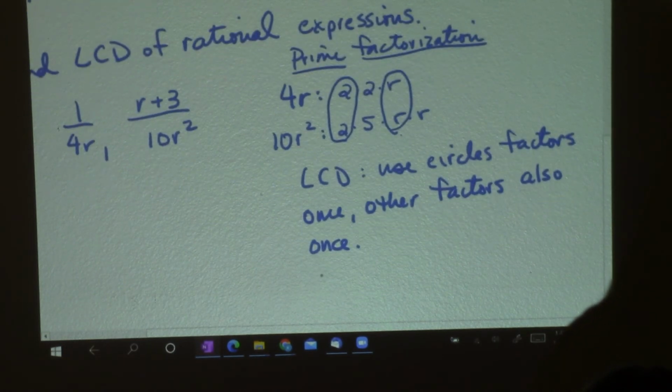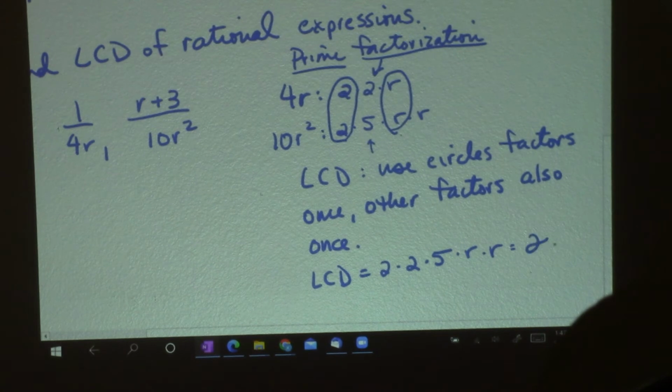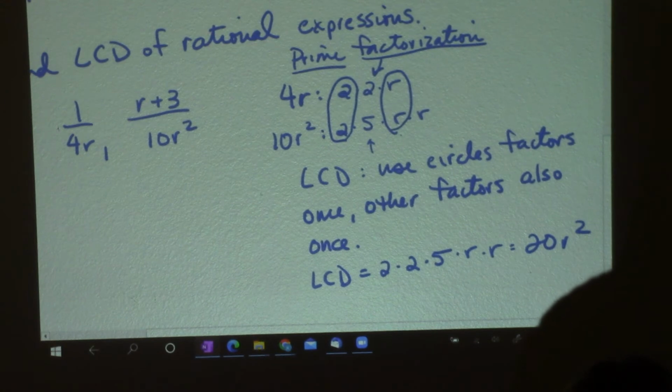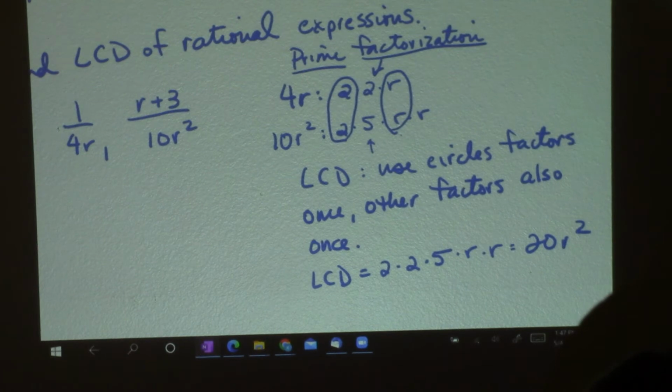So to get the LCD, I'm going to take 2 times, now I have this 2 that's not circled, and I have a 5 that's not circled. So I only use the circled one once, and then I'm going to use that r once, and then the r outside. Okay? And if I multiply those all together, I get 20r squared. So the least common denominator of 4r and 10r squared is 20r squared.